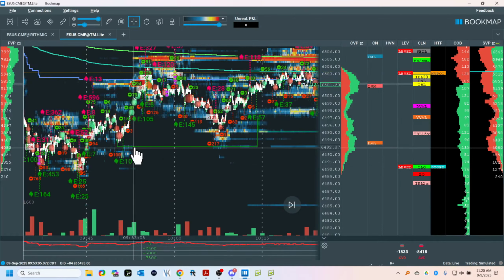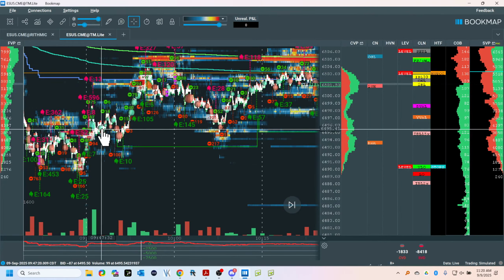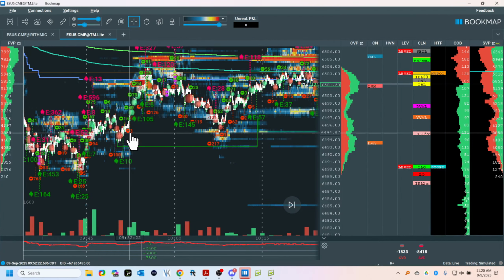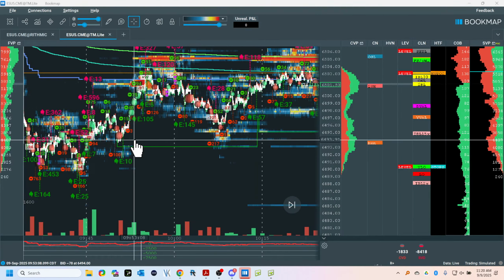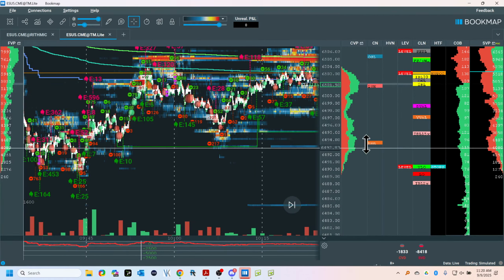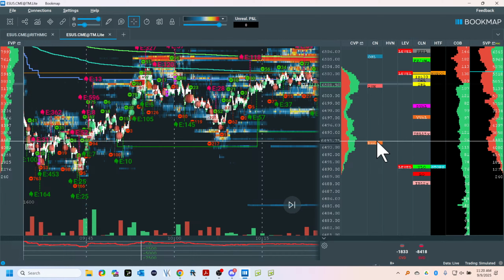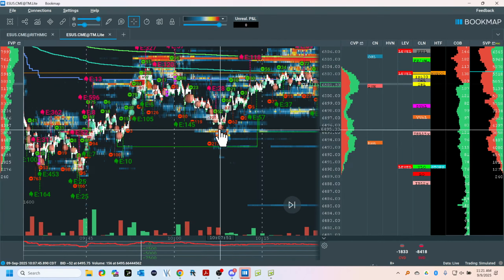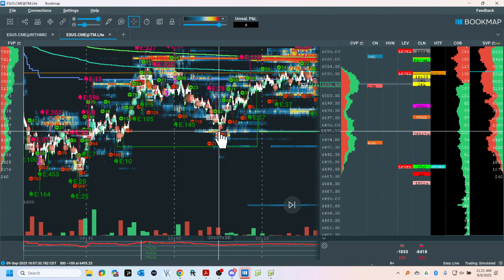So I know my support is right there. There's the high volume, and all I'm trying to do is come back to high volume. My actual high volume is sitting right at 94. You can see these nodes. It's right there. So I'm going for that, and I always go a tick or two in front of it. Missed me by one tick.